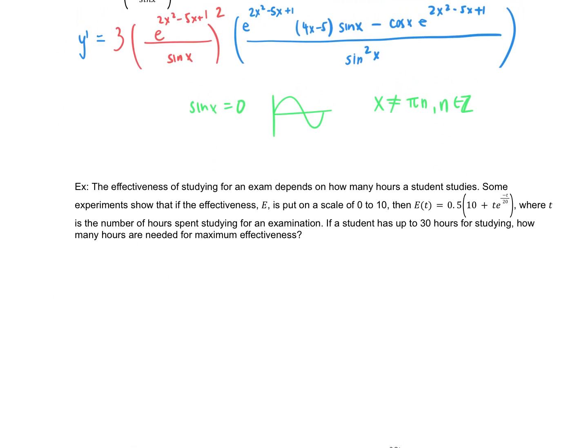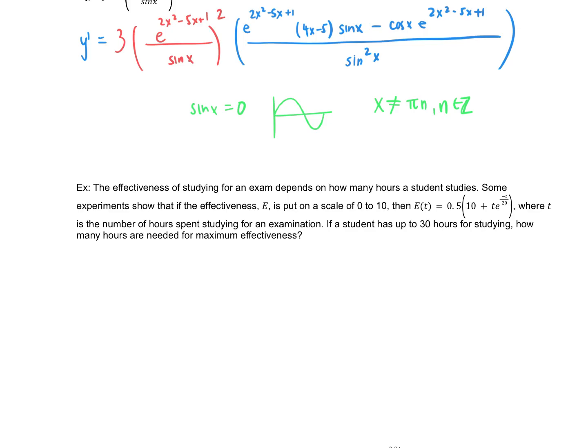The effectiveness of studying for an exam depends on how many hours a student studies. Some experiments show that if the effectiveness E is put on a scale of 0 to 10, then E at T equals that expression, where T is the number of hours spent studying for an examination. If a student has up to 30 hours of studying, how many hours are needed for maximum effectiveness?